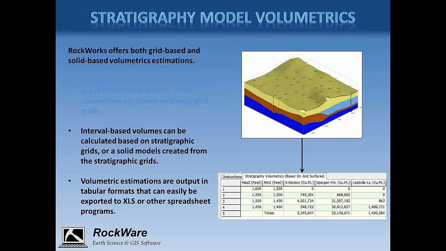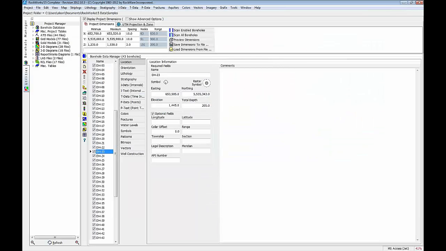So RockWorks also includes tools for calculating volumes based on user-defined intervals, and these tools output tabular reports that can be easily exported to Excel and then incorporated into reports if you need them to. Just keep in mind that these reports cover the volume of each unit that is encountered over a specific elevation interval. So what I'm going to do next is switch back to the RockWorks program and show you the steps that you would take to create one of these reports.